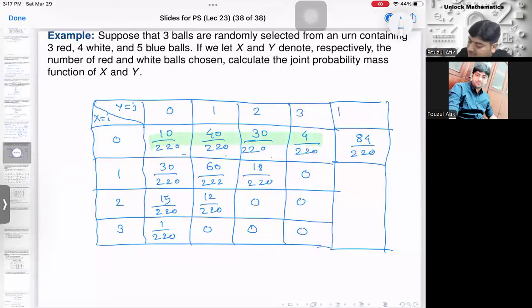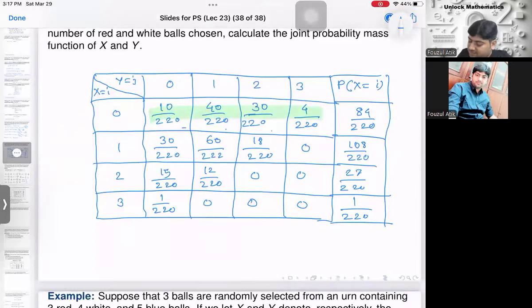So in this column, we have x is equal to i. That means you get the marginal probability mass function if you do the column-wise sum. So the next one, what will it be? It is 108 divided by 220. Again, if you do this sum, it is 27 divided by 220. And this one, if I do the sum, it is 1 by 220. So all of them give you the marginal probability mass function of x. In the same way, we can find the marginal probability mass function of y.